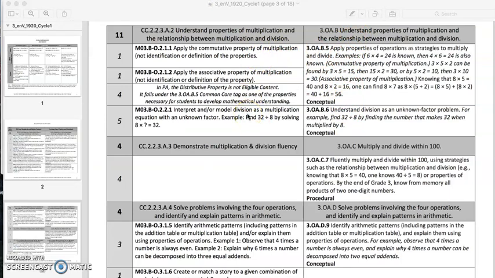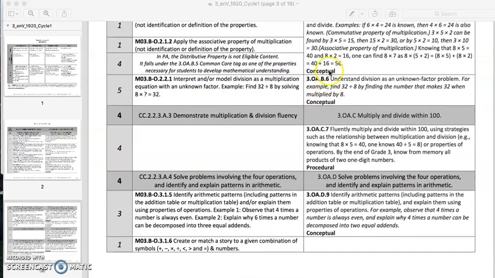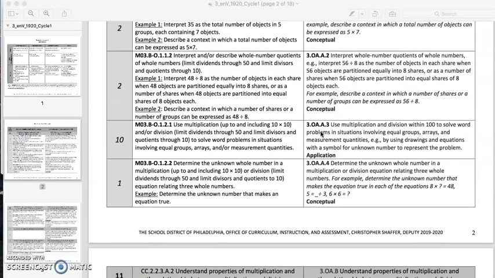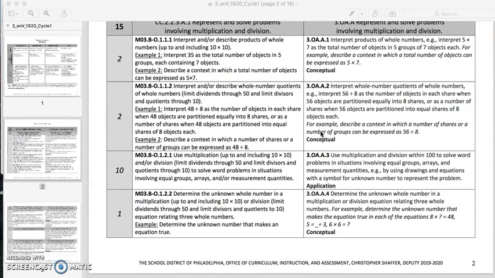The other thing that's new on these pages is this bold language over here: conceptual, procedural, and application. Those are aspects of rigor. And generally, we want to have that 3-legged stool approach, where we're hitting all aspects of rigor. But the reality is that some standards are more aligned to one aspect of rigor than another.